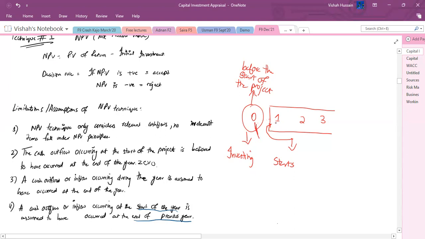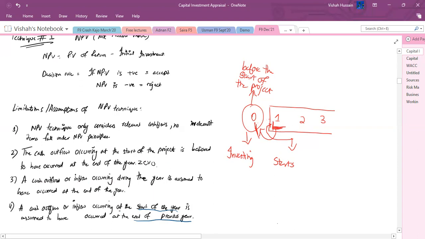The assumption in NPV is that because it is theory, if anything is occurring at the start of a particular year, it is going to be mentioned at the end of the previous year. So if it is being incurred at the start of year one, it will be mentioned in year zero. But if it is being incurred during year one or at the end of year one, then it is going to be mentioned under year one only. Okay. So if you read the third assumption, it says a cash inflow or outflow occurring during the year is assumed to have occurred at the end of the year, which means it is going to be written under year one only.